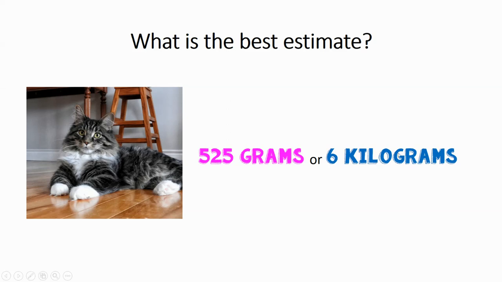I'm thinking, remember the slide that we watched about measuring mass? A kilogram is about 2 pounds. So 2 times 6, that would be about 12 pounds. Well, I think cats are usually about that much. So I think I'm going to go with 6 kilograms. I think 525 grams, even though that's a big number, that's very light. 525 paper clips, I think a cat's going to weigh more than that.